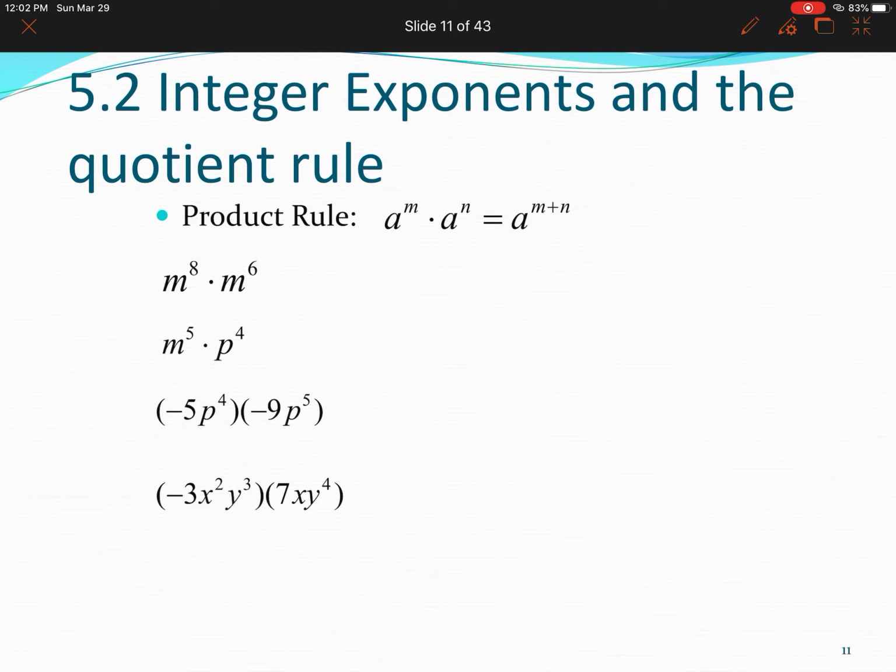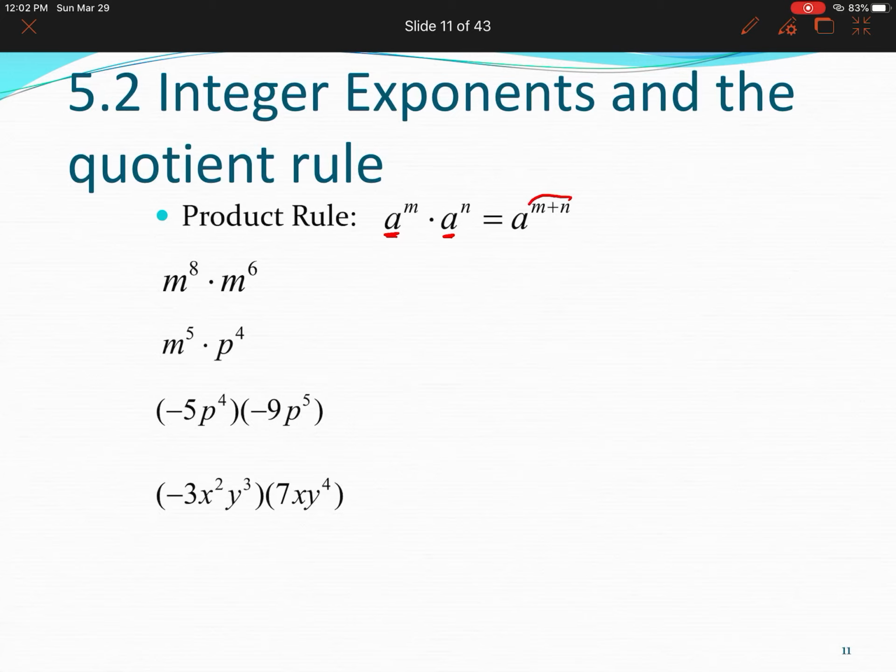So we're going to be in section 5.2. We are continuing on talking about exponent rules. We spent the first part of section 5.1 talking about the product rule, the power rules, and then I even gave you my 4 steps for simplifying exponential expressions. And so we're going to continue with that today.